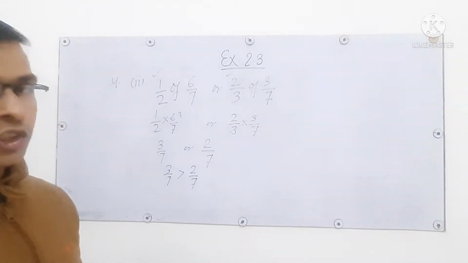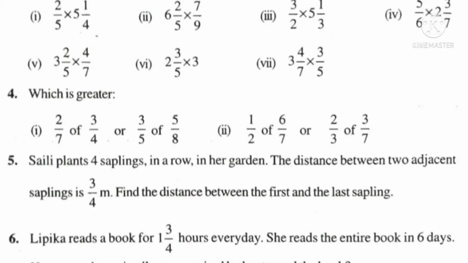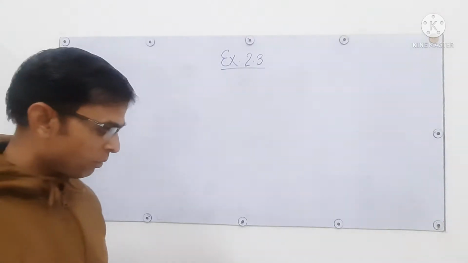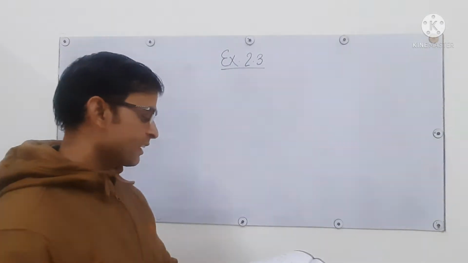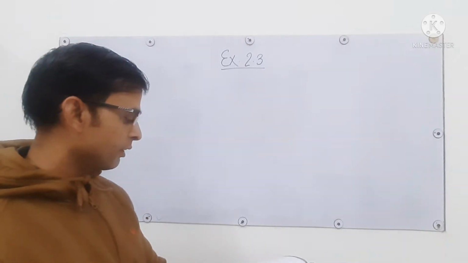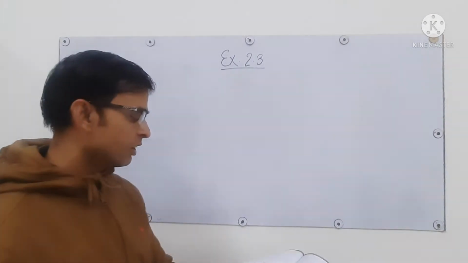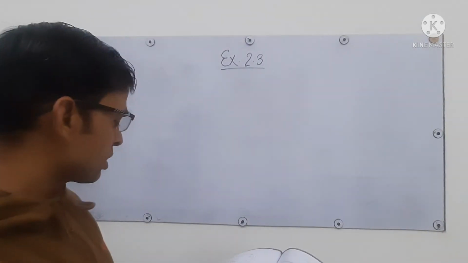Now we will try to solve question number 5, and question number 5 is now also on your screen. So just read carefully question number 5 and I will try to solve it. So what is question number 5? Question number 5 is given here as Sally plants 4 saplings in a row in her garden. The distance between two adjacent saplings is 3/4 meter. Find the distance between the first and the last saplings. Okay, so this is also a very easy question.